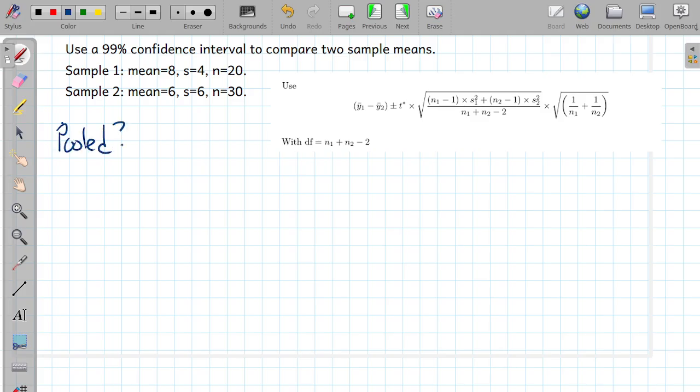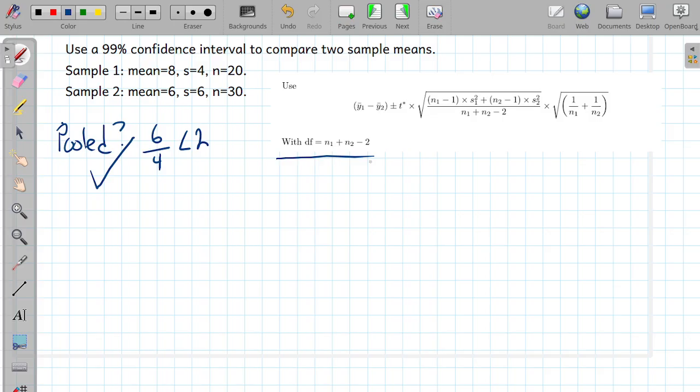Pooled. Okay, so the large sample standard deviation is 6, and the small is 4, and this is clearly less than 2, so we use pooled, which of course you probably already figured out because I've already included the formula over here, but that's fine. You will get the other one shortly.